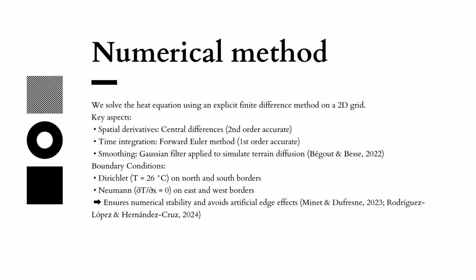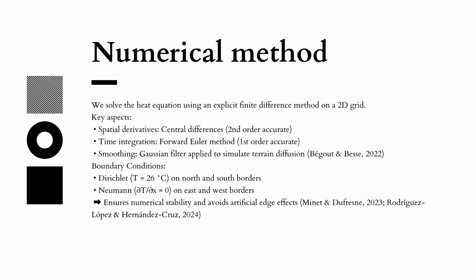We use central difference for second order accuracy. We have a time integration using the forward Euler method for first order accuracy. We have a smoothing Gaussian filter applied to simulate terrain diffusion, as applied in Vejot and Vest 2022.